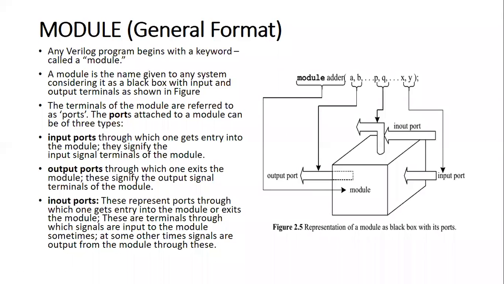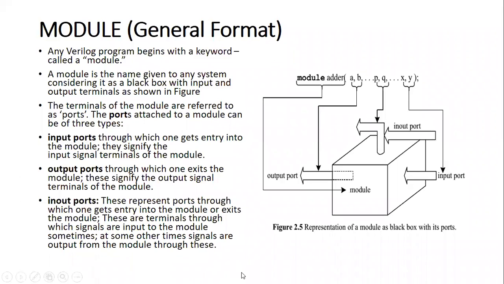Now this is the general format of the module. Since we have seen all the 5 modeling styles, we should be able to give the general design. The module begins with the keyword module, module name, outputs and inputs. This is how we are going to follow. Now what are these signals over here? These represent the ports in Verilog. So what are the different ports we have in Verilog? The different ports we have in Verilog are input ports, output ports and in-out ports.